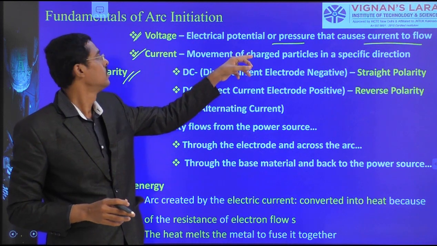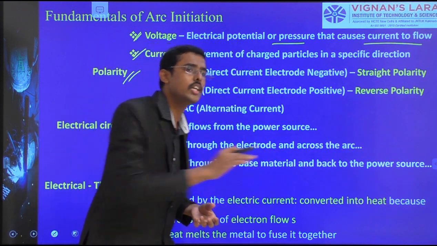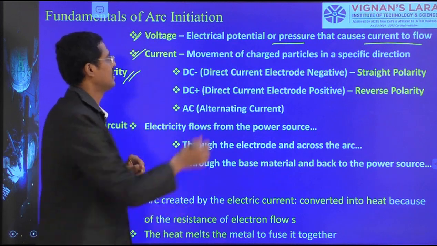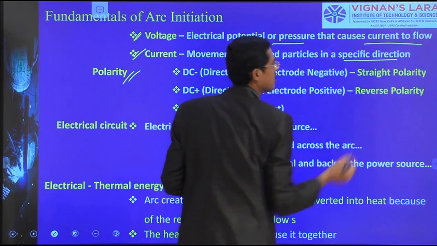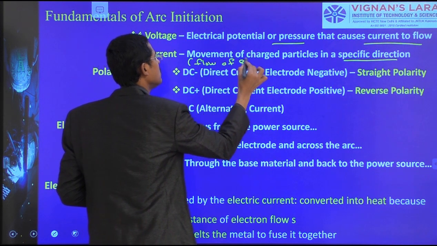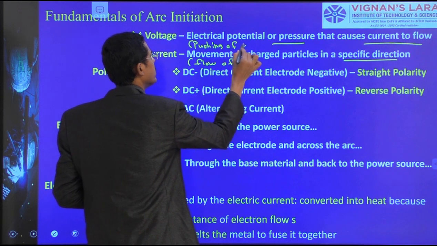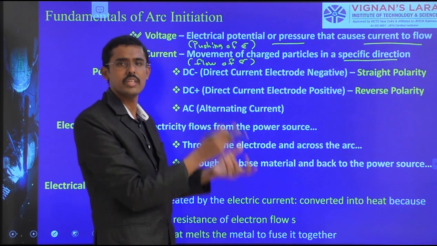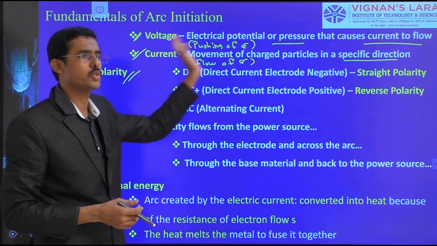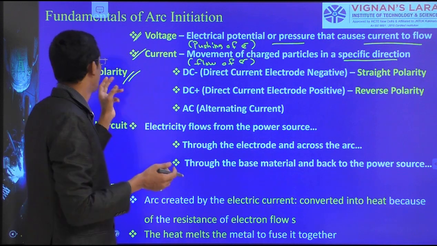Voltage is the electrical potential or pressure that causes the current to flow. If you want it to flow more, you should push, then it moves. If you are not pushing, it won't move. Therefore, it is a pushing of electrons. So the current is the movement of charged particles in a specific direction. I am writing here, this current is a flow of electrons, and the voltage is a pushing of electrons. Pushed out from the electrode, it moves and flows and reaches the workpiece. So voltage, pushing of electrons; current, flow of electrons. Likewise we understand. So now we come to the polarity also.